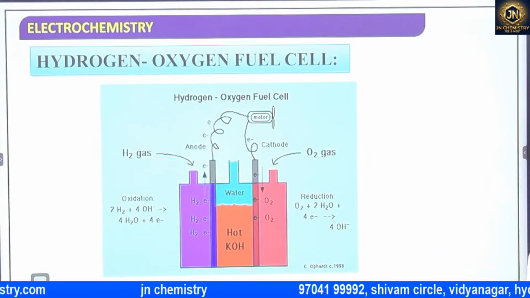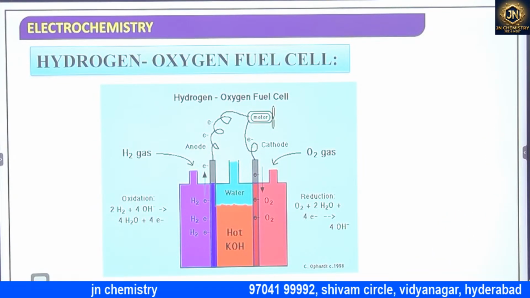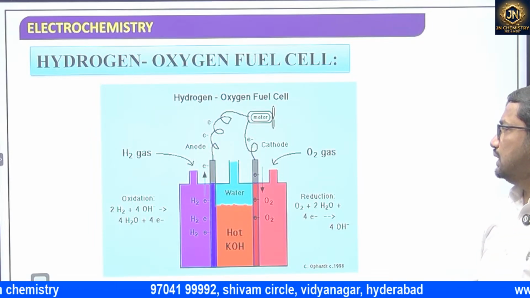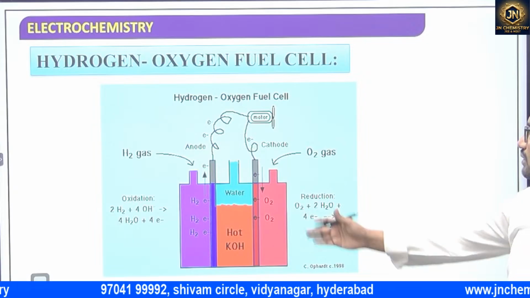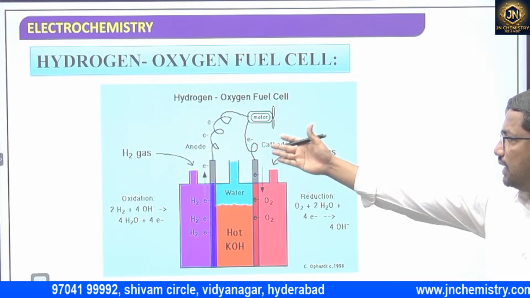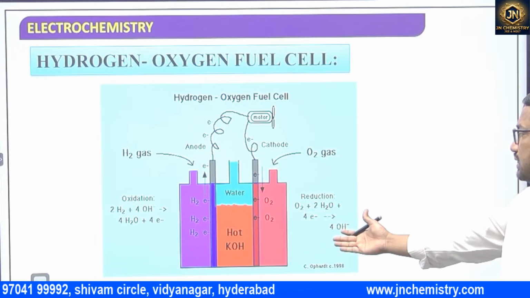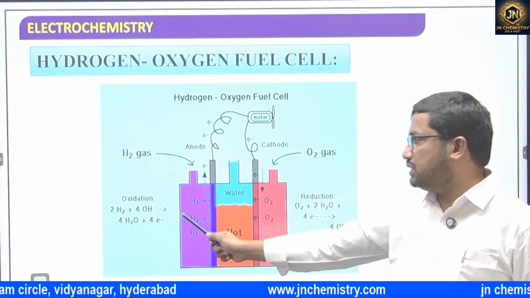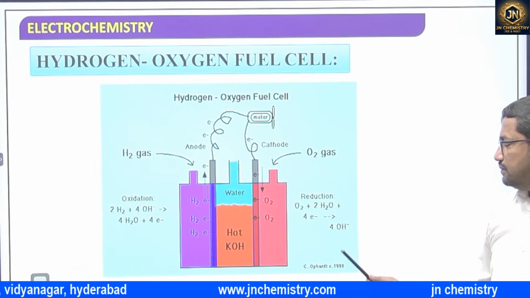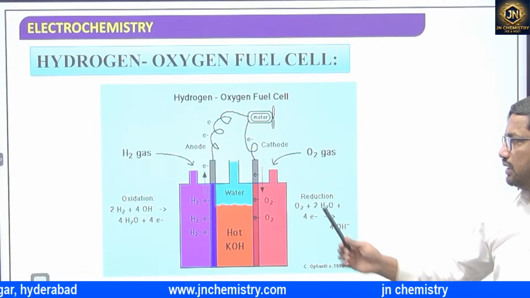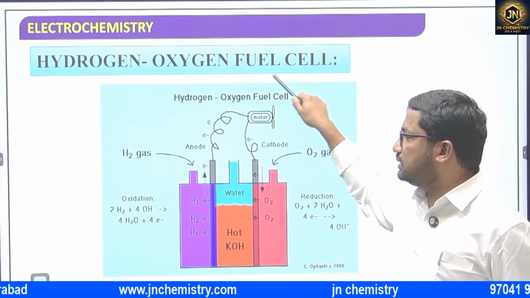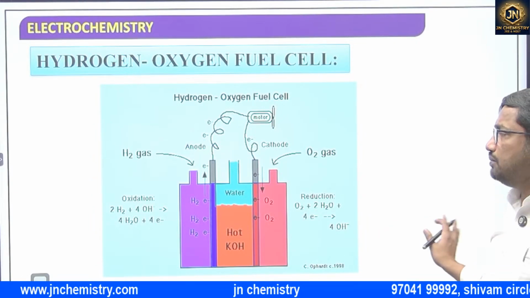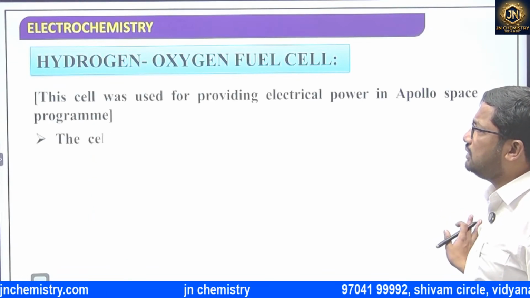So this is the hydrogen oxygen fuel cell. Same anode, cathode. At anode oxidation takes place, at cathode reduction takes place. Hydrogen plus 4OH gives H2O, oxidation; reduction at the other electrode. Okay, this is called a fuel cell. This fuel cell also has the same anodic and cathodic reactions, nothing different.